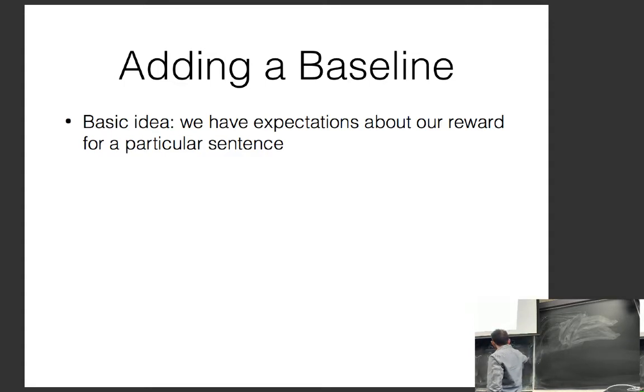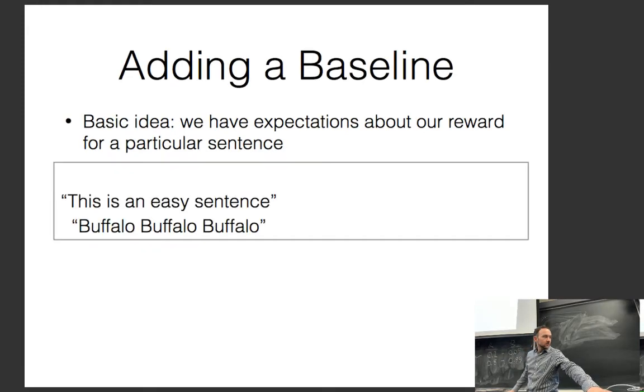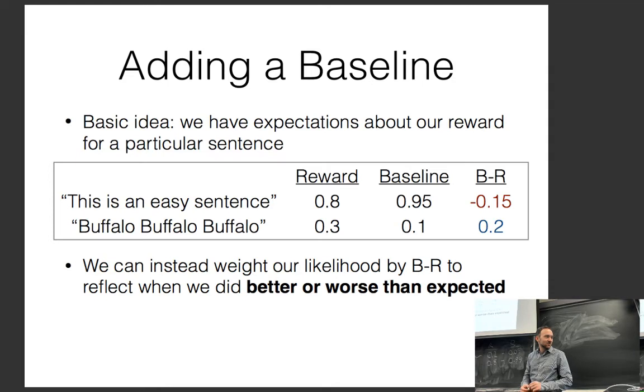In other words, maybe if we get this really long and difficult sentence, we actually expect that we're not going to do very well on it. We expect we're going to get 0.05. Whereas if we get "hello", we expect that we're going to get this right almost all of the time. So if we get it wrong, we'll be extremely disappointed. Basically the idea is, if this is an easy sentence and we do poorly on it, then we'll get a negative reward if we take the reward minus the baseline. If we have a difficult sentence and we do better than expected, then we get a positive reward.